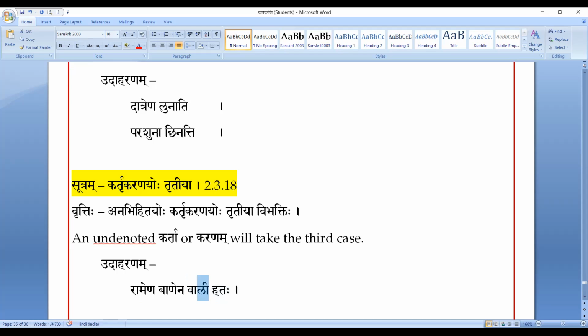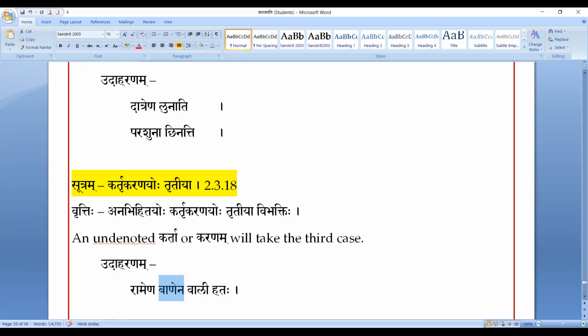Vali was killed, not Vali killed. So who was killed? Vali, karma. Killed by whom? Rama. And Rama is the Karta, in Tritiya Vibhakti. Therefore it is Karmani Prayoga. In Karmani Prayoga, Anabhigita Karta, Tritiya Vibhakti Bhavati. That we know. So Ramena, the Karta, is in Tritiya Vibhakti. How did he kill? Banena.